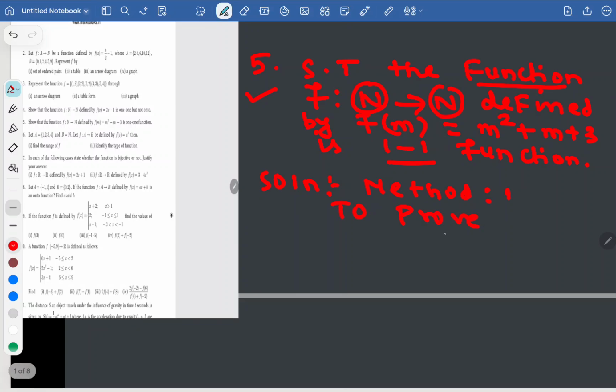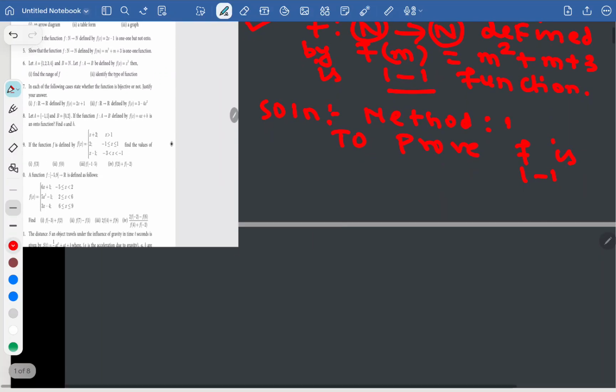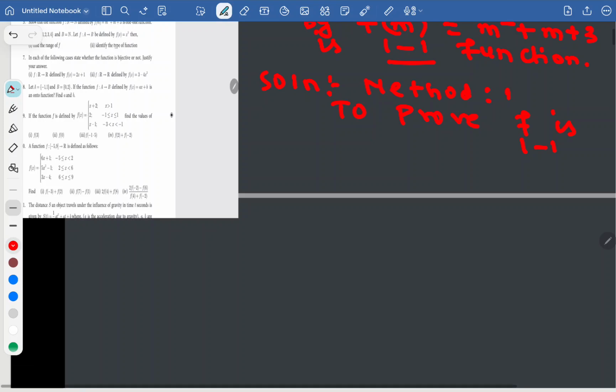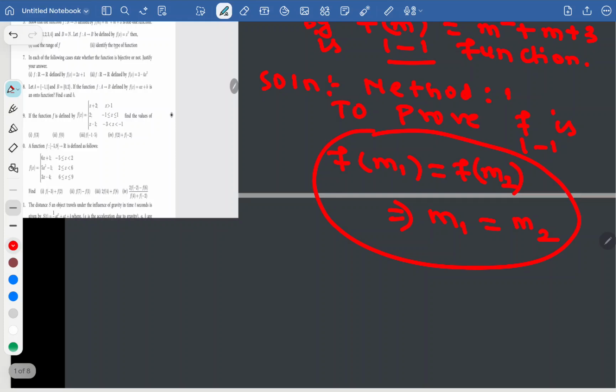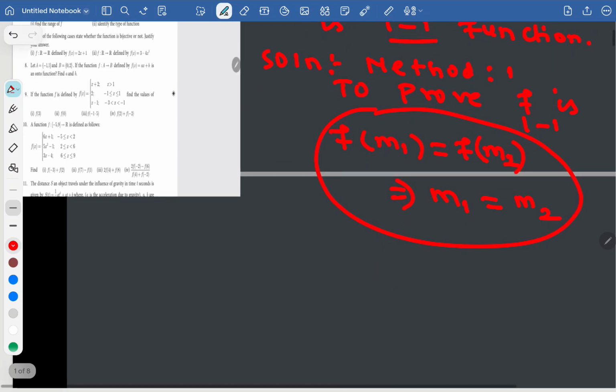To prove f is 1-1 mathematically, we have to prove f of m1 equal to f of m2, which implies m1 equal to m2. This is the condition to prove f is 1-1. By taking initially f of m1 equal to f of m2, we have to prove m1 equal to m2.